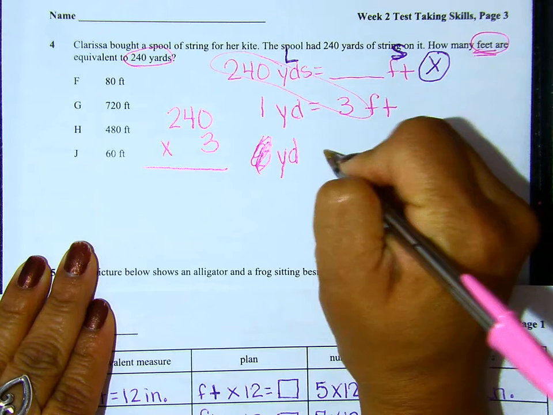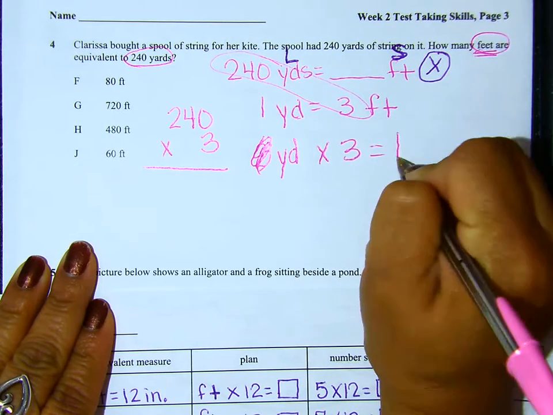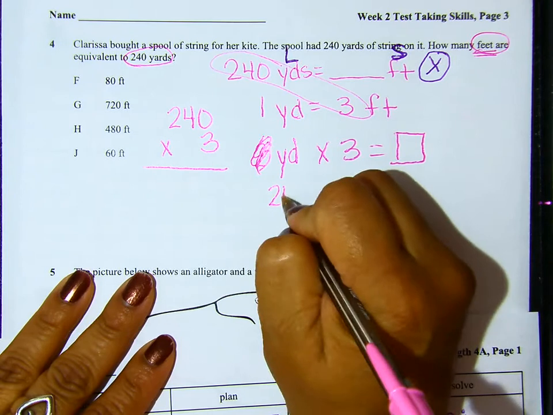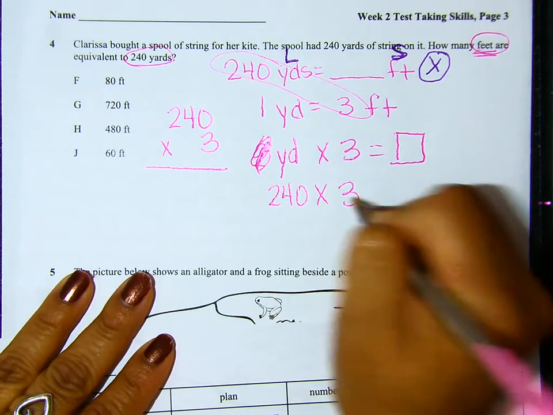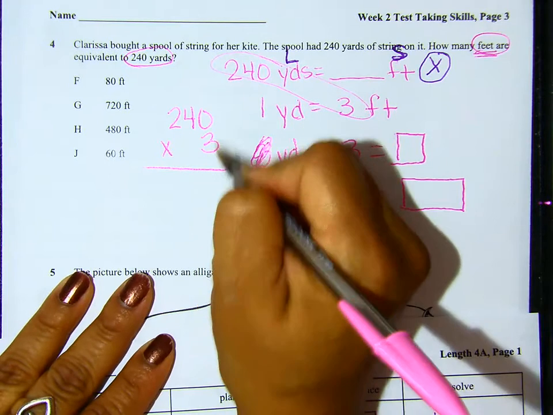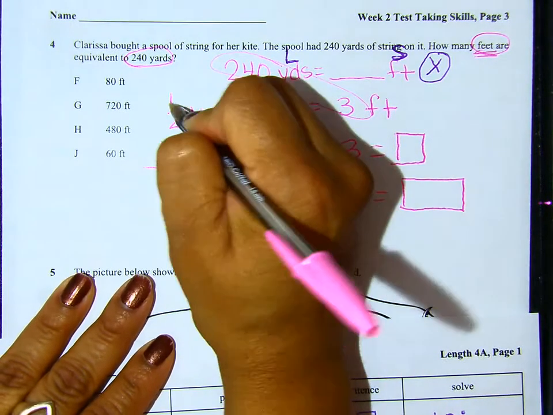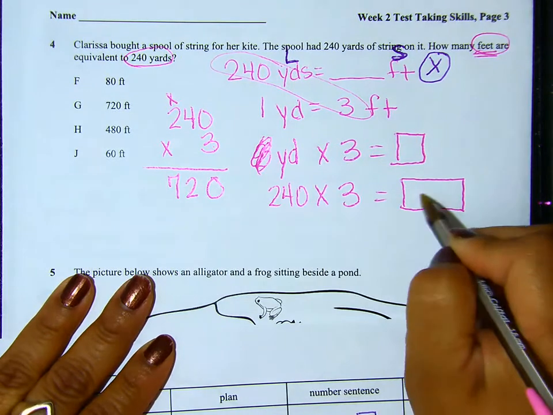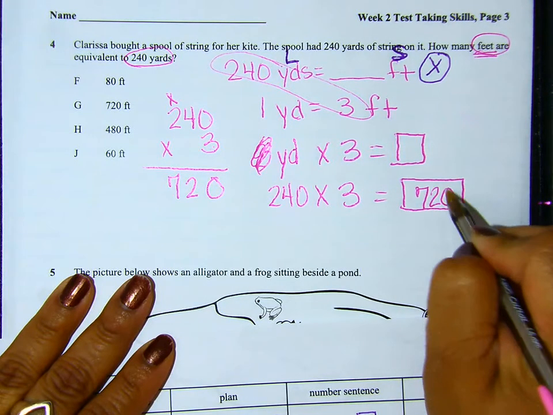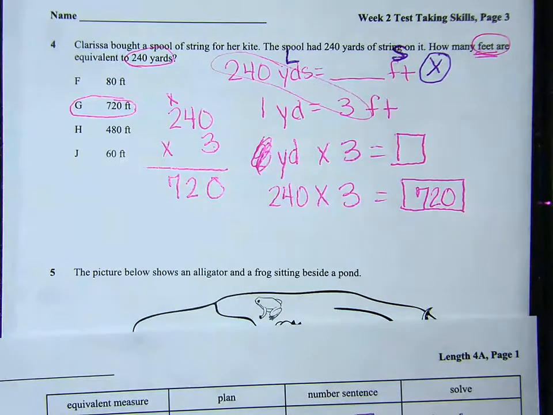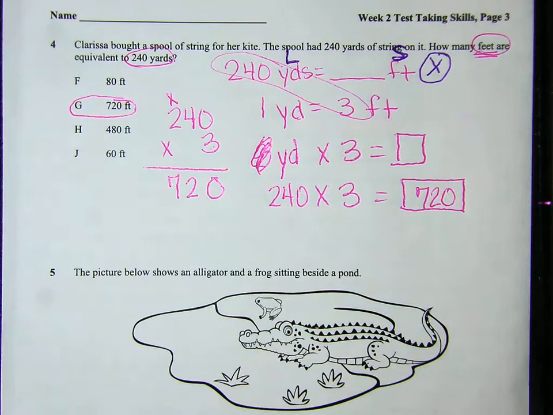Yards times 3 equals blank. And then it's my number sentence: 240 times 3, and that gives you my answer. So 3 times 0 is 0, 3 times 4 is 12, 3 times 2 is 6, plus 1 more is 7. Your answer is 720. And here is my answer, letter G, 720 feet.